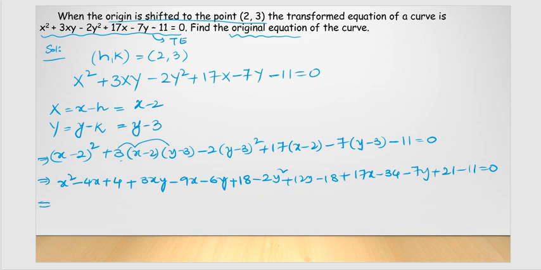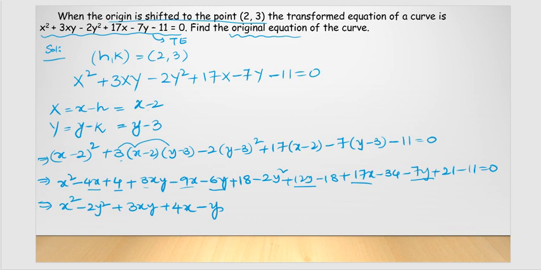Now finally writing down the terms. x square term only one, so that is x square. Next y square terms, so minus 2y square. Next here we have the xy term also, right? So write down that xy term also, 3xy. Next x terms, so minus 4x minus 9x is minus 13x, minus 13 plus 17 is nothing but 4x. Next y terms, so minus 6y plus 12y gives 6y, 6y minus 7y gives me minus y.